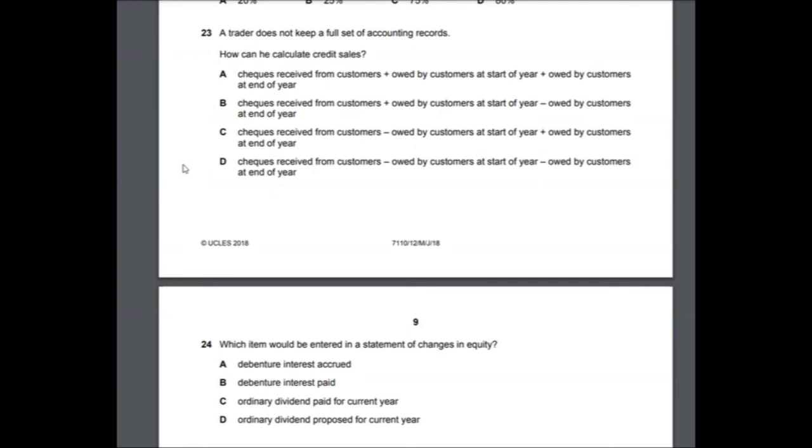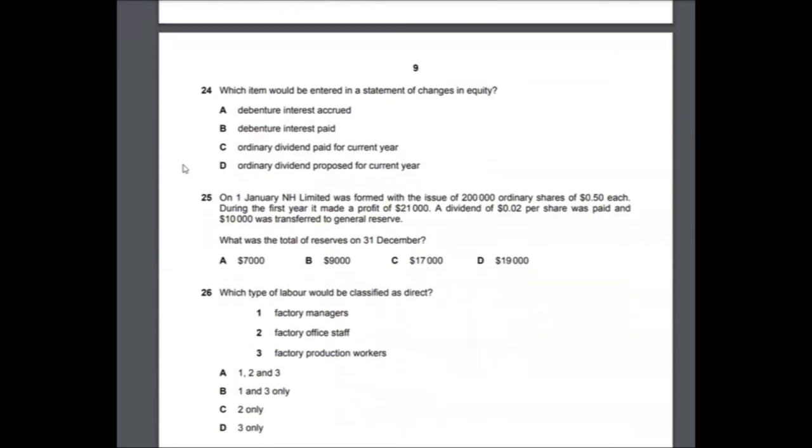So in this case, if you just read through the options, it's going to be option C, checks received from customers, that's the money received from the customers, minus owed by customers at the start of the year, plus owed by customers at the end of the year, right? So that's actually the difference, basically money owed, or the credit sales for customers. So the correct answer to multiple choice 23 is option C.